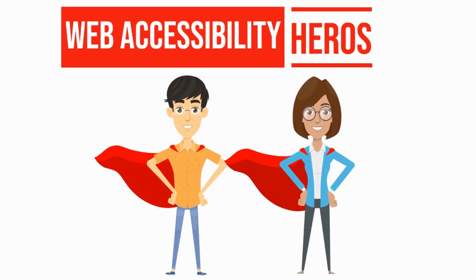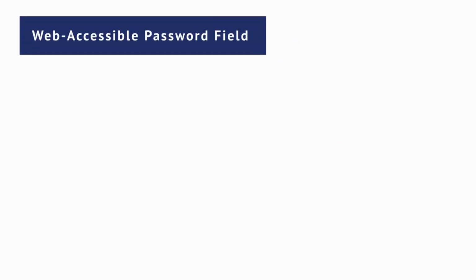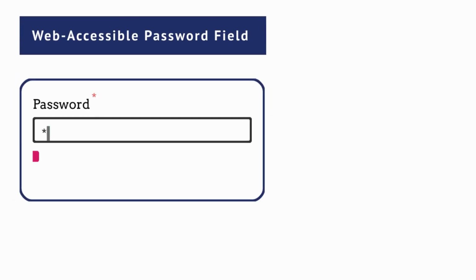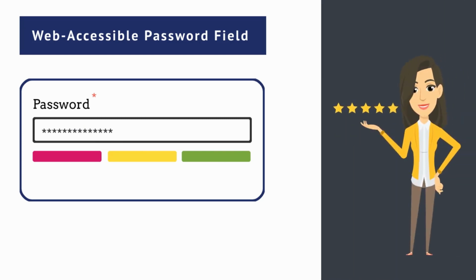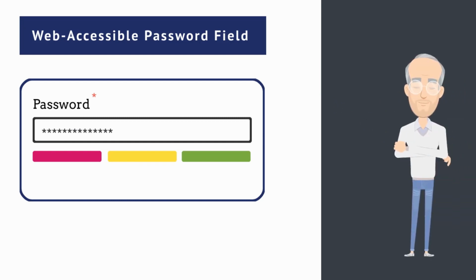So thank you. And let's continue helping people by making the password strength indicator web accessible. Displaying the password strength indicator with different colors is awesome because it helps the sighted user understand how strong or weak their password is. But what about the non-sighted users or people with color blindness?